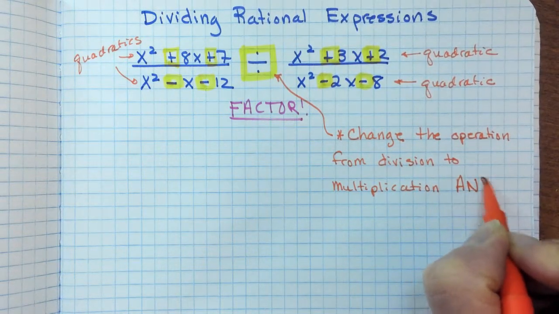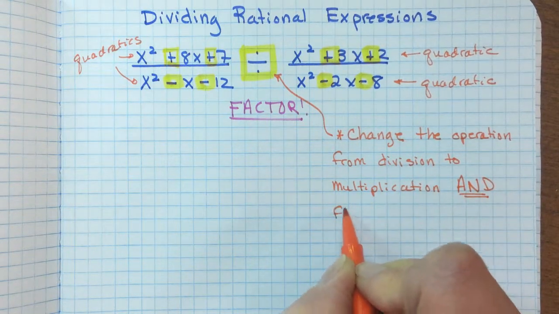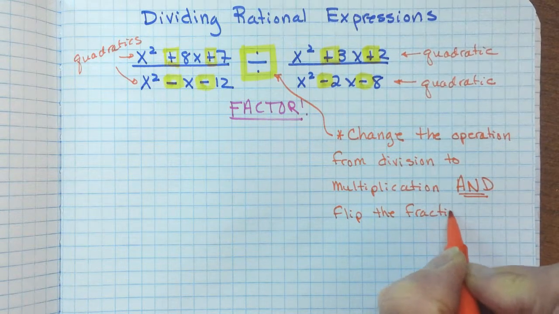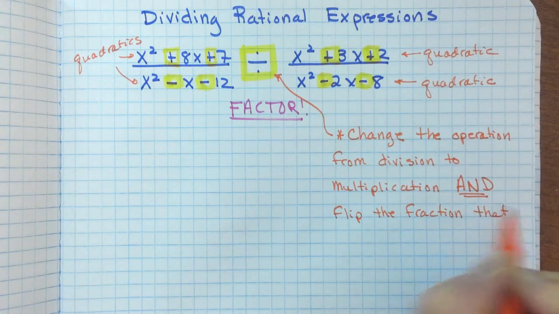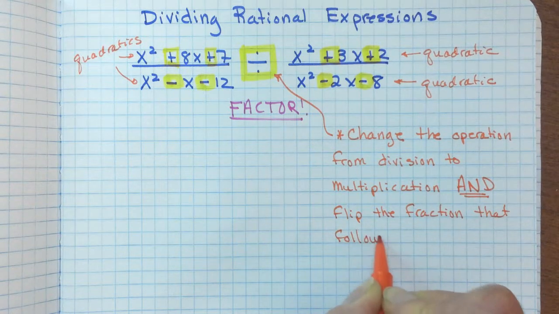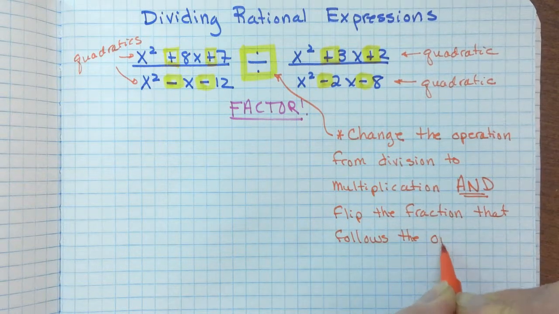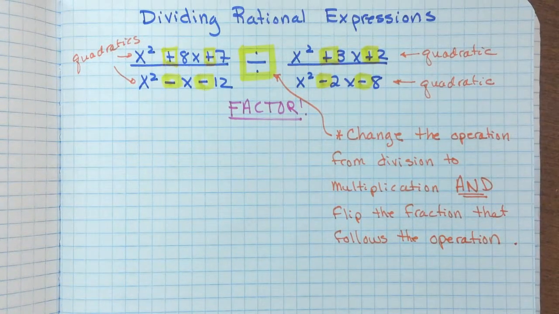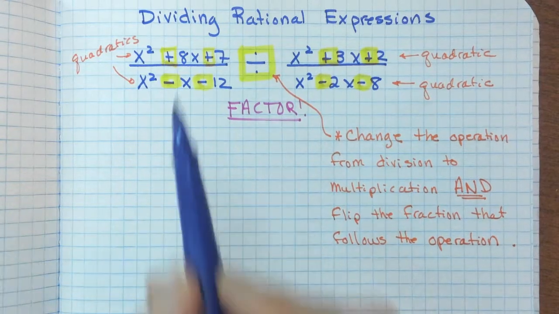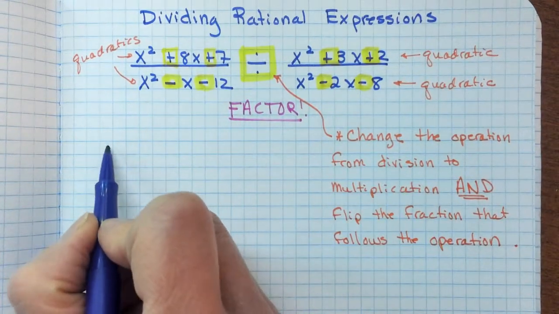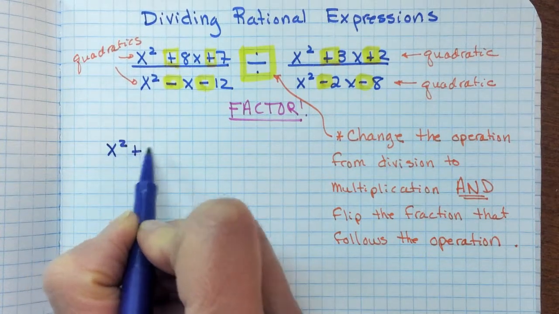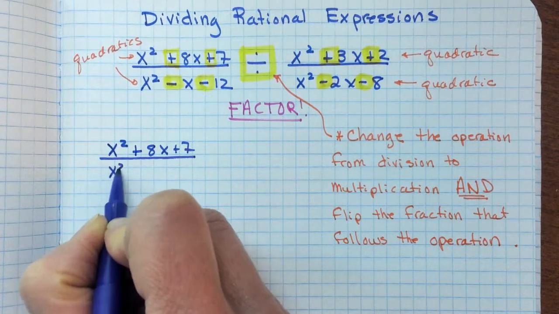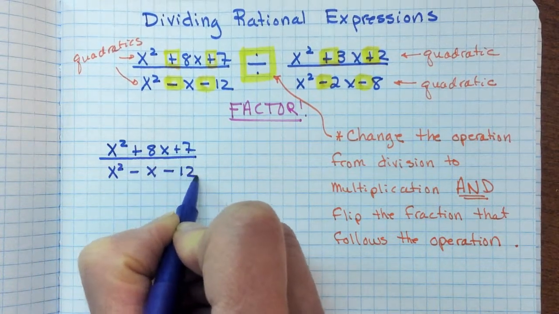and I'm going to flip the fraction that follows the operation. Okay, so let's do that first before we go factoring happy. My first fraction is going to stay the same. So that's going to be x squared plus 8x plus 7 over x squared minus x minus 12.